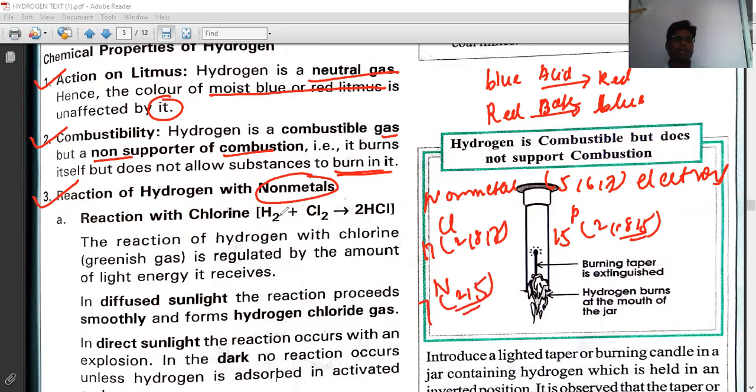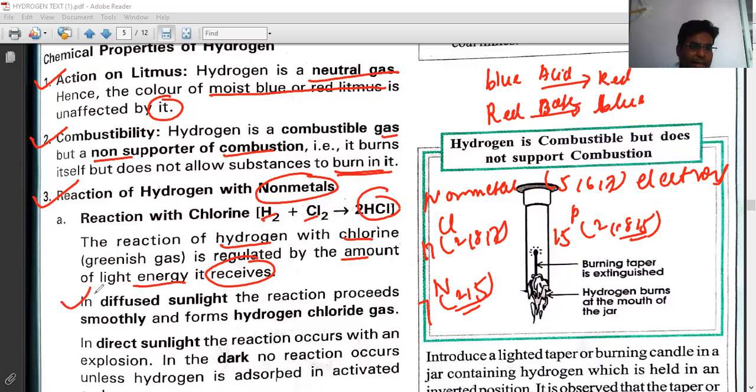So now look at the reaction. When hydrogen reacts with chlorine, it produces hydrogen chloride. The reaction of hydrogen with chlorine is regulated by the amount of light energy it receives. So this is the first chemical reaction with a non-metal, and it produces HCl. Whenever hydrogen reacts with chlorine gas, it produces HCl.